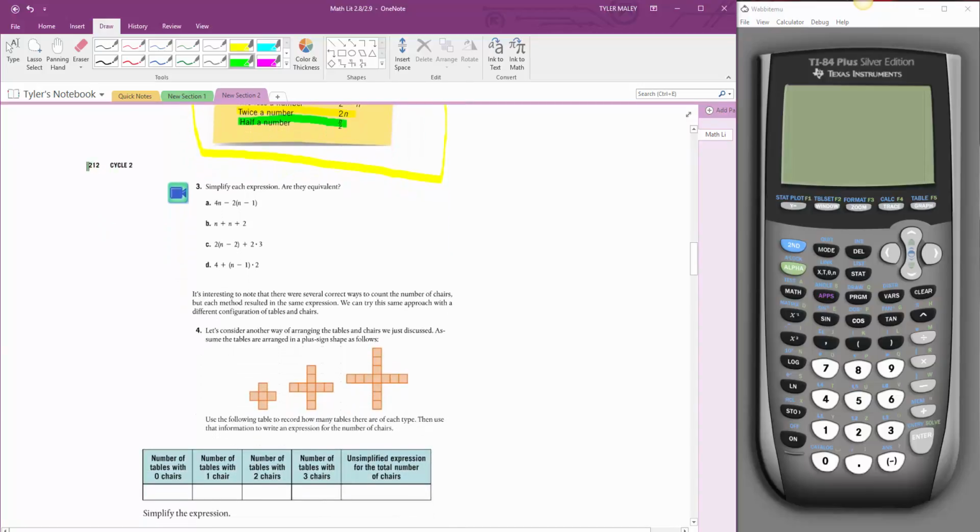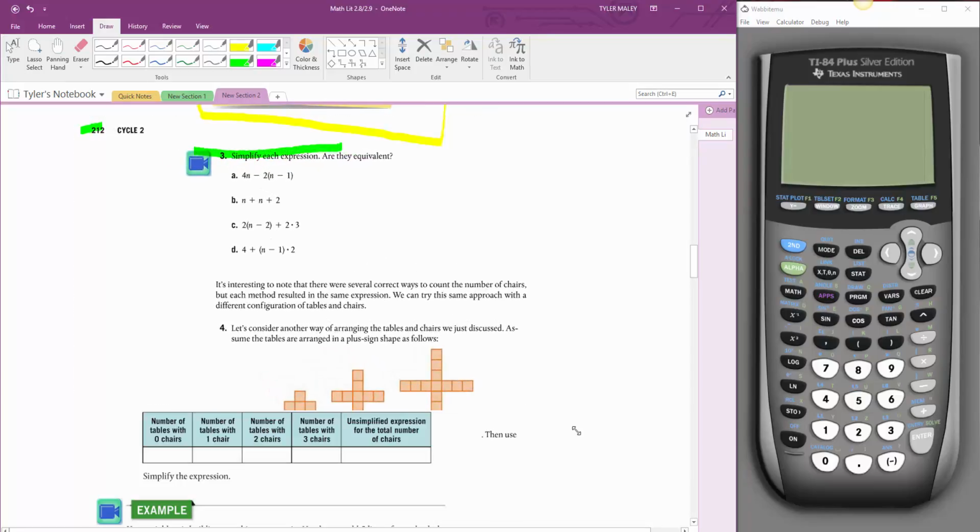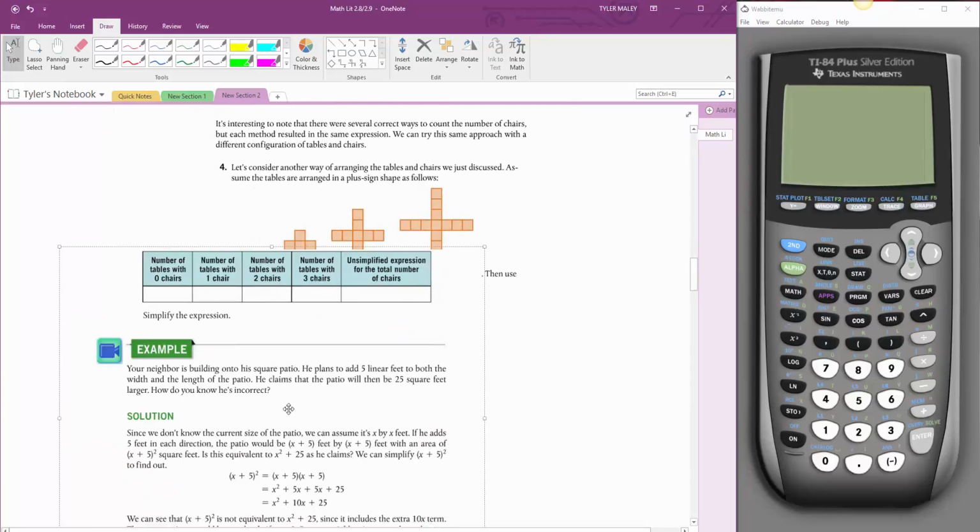All right, so now we're on page 212. We're going to look at simplifying these expressions, number 3, and determining if they're equivalent. So let me make this text a little bigger. Oops, I need to pull this down now.